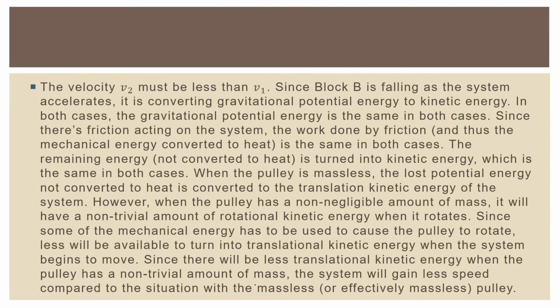I wrote the velocity v2 must be less than v1. Since block B is falling as the system accelerates, it is converting gravitational potential energy to kinetic energy. Notice I did not specify which kind, because it's both. In both cases, the gravitational potential energy is the same. Since there's friction acting on the system, the work done by friction, and thus the mechanical energy converted to heat, is the same in both cases.